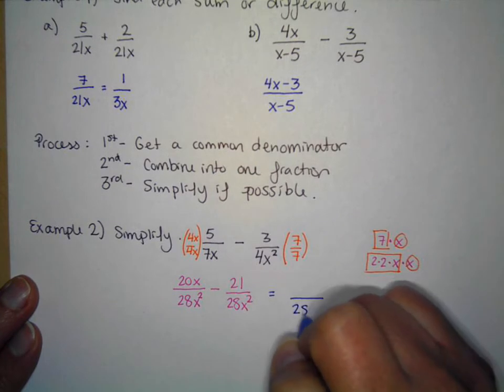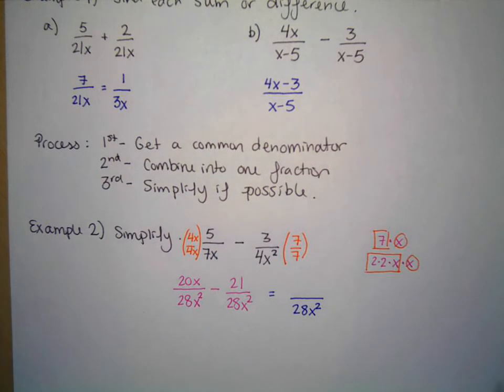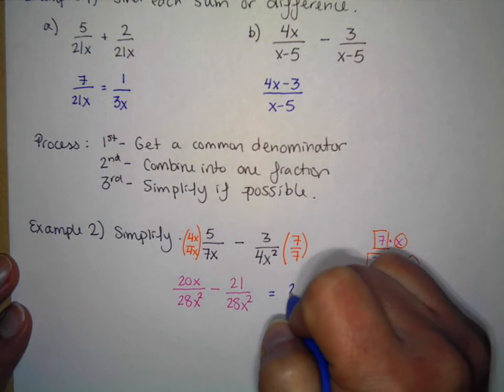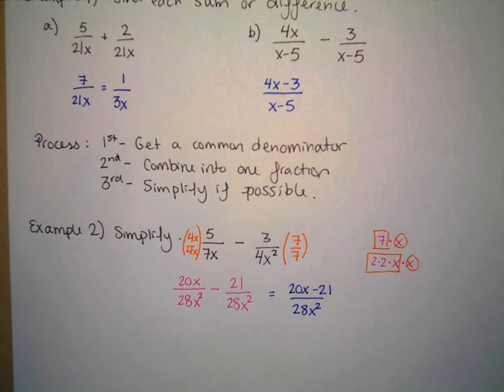So now putting this together all over 28x squared, our numerators, our tops, 20x, 21, they're not like terms, right? They don't have the same variable. So they're going to stay separate as 20x minus 21. Okay, so I've combined that into one fraction.